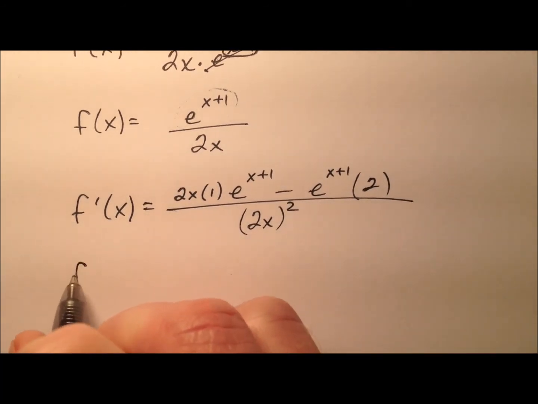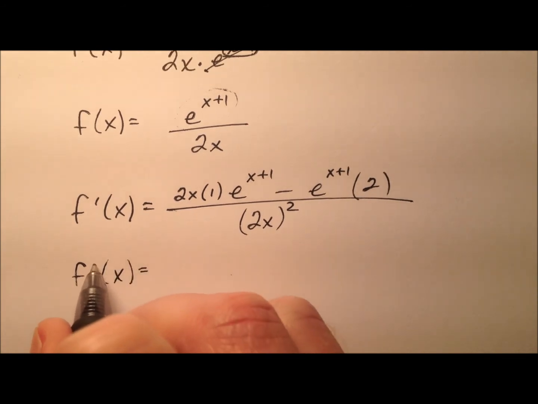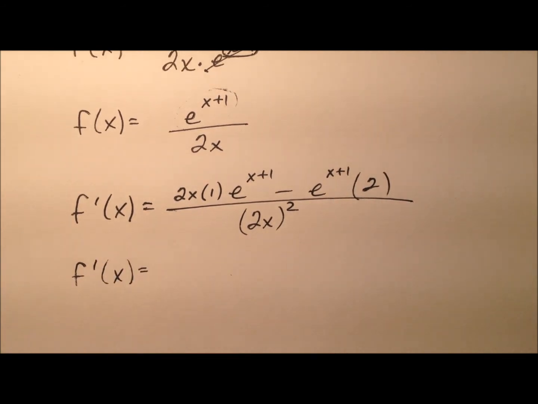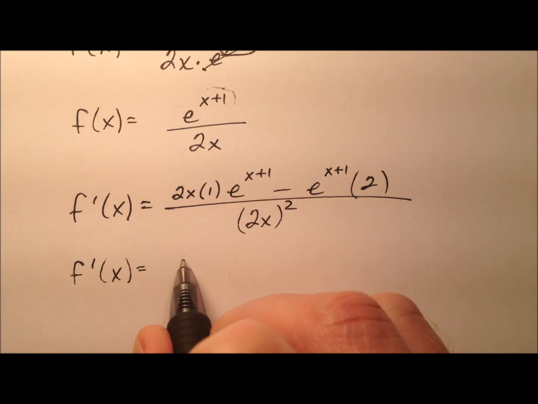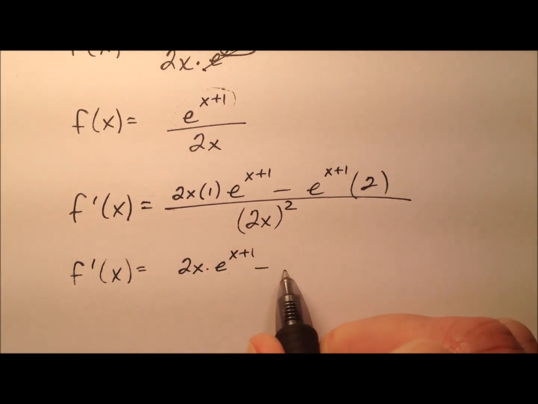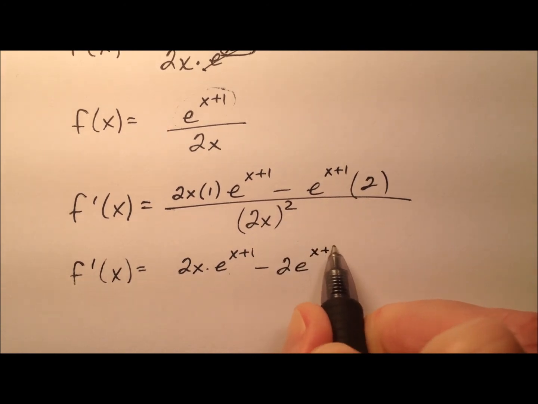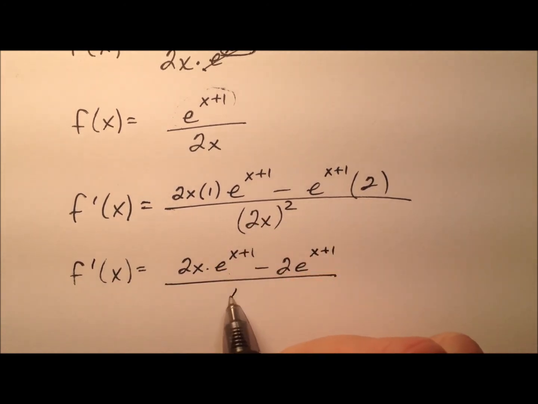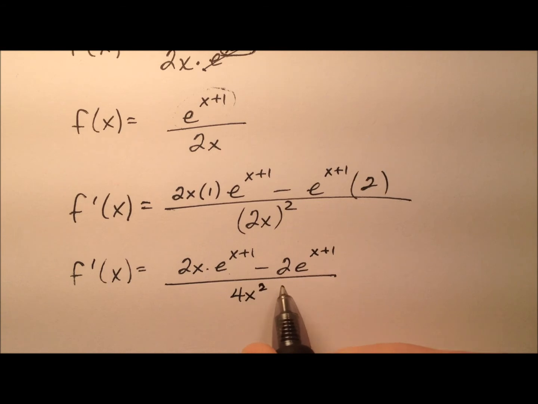Okay, so at this point, it's time to just do some simplification. The calculus part's done anyway. So it looks like I have 2x times e to the x plus 1 minus 2 e to the x plus 1 all over 4x squared.